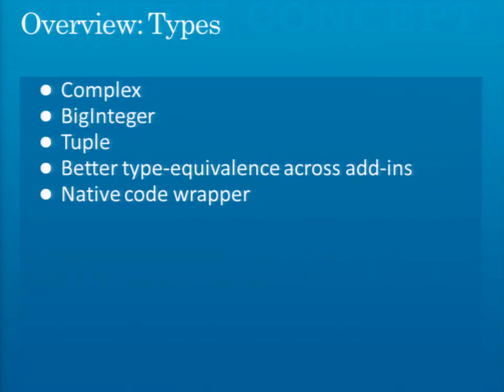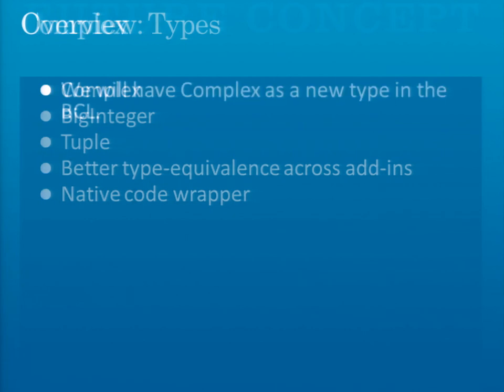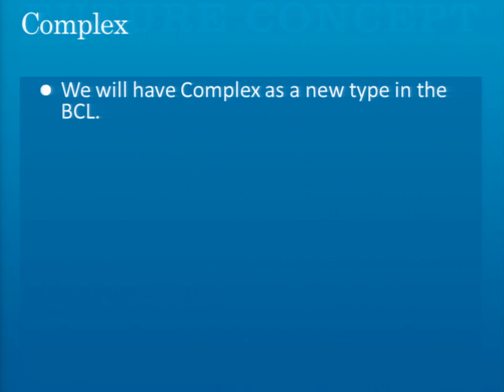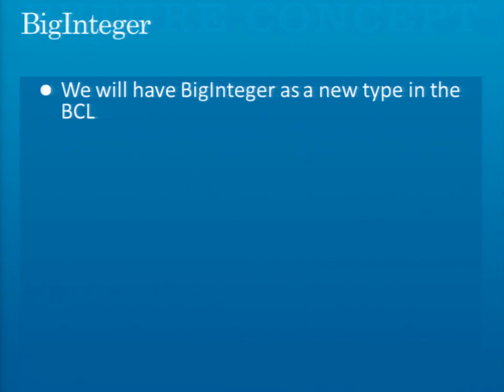So types. We did three new types, as well as this type equivalence, which I will do, and this native code wrapper. And maybe I will do that. Maybe I'll skip that one. So here, complex. We're going to have it. Okay. Big integer we will have as well.